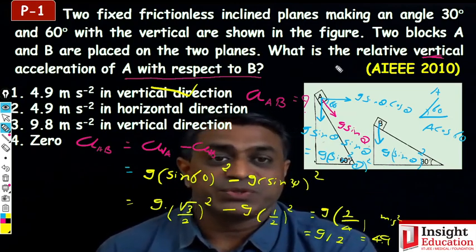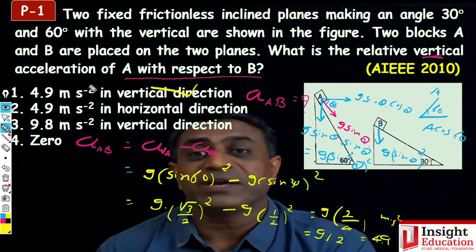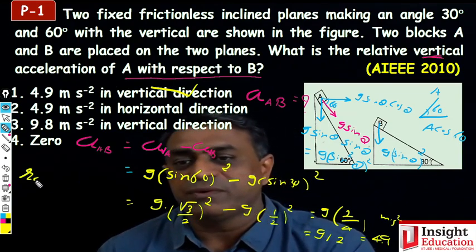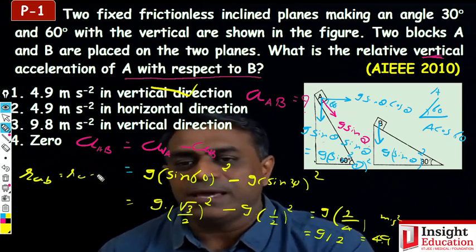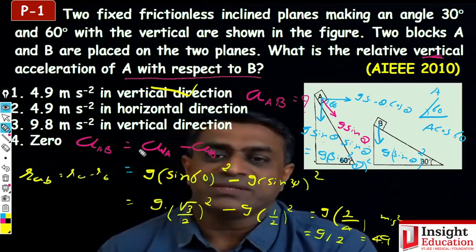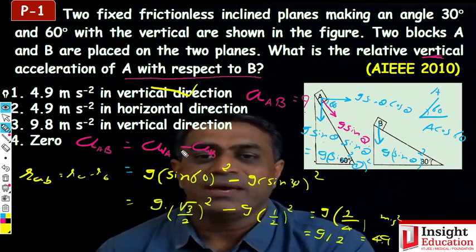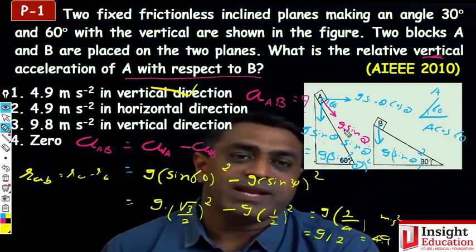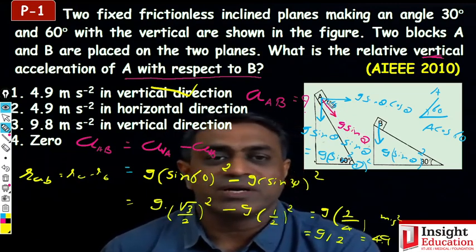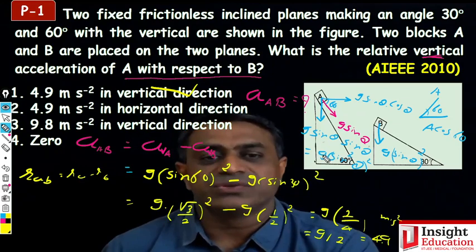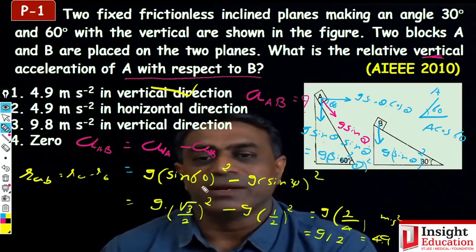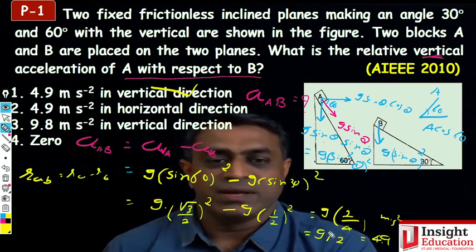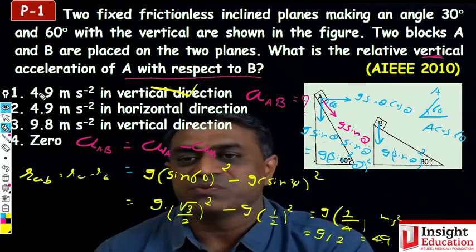આમાં શું પૂછ્યું હતું? Okay, relative vertical acceleration. So relative AB means RA minus RB. So relative acceleration is the vertical component of A minus the vertical component of B. Along the inclined plane it is g sin theta, so one component cos theta, second component sin theta. So g sin theta whole squared. So g sin 60 whole squared, g sin 30 whole squared, and finally g by 2, it means 4.9.